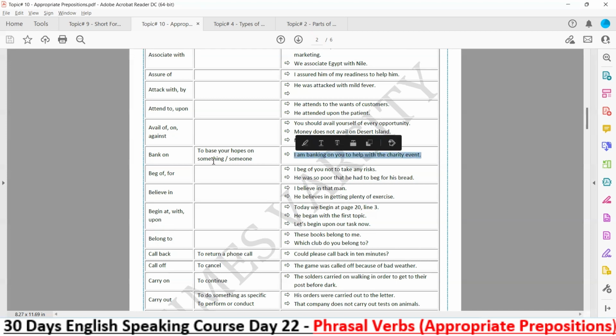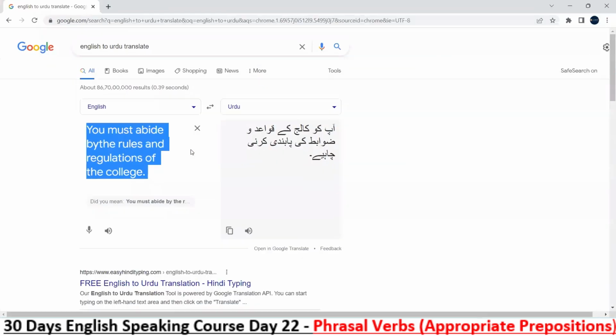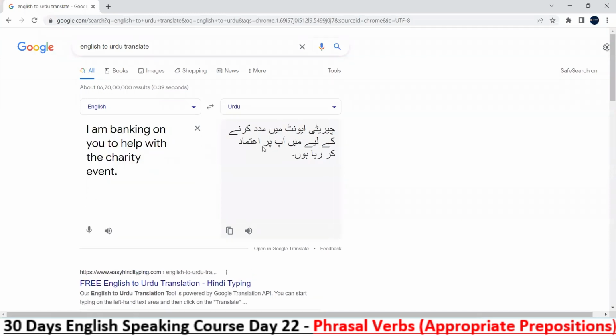Let's look at the meaning. To base your hopes on something or someone. Let me put here: charity event. Okay, charity event में मदद करने के लिए मैं आप पर एतमाद कर रहा हूं. Right? I am banking on you to help with the charity event.